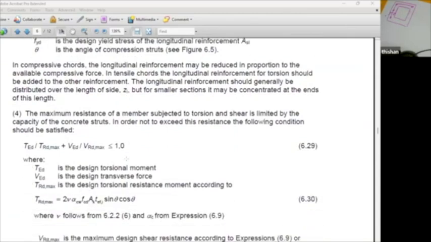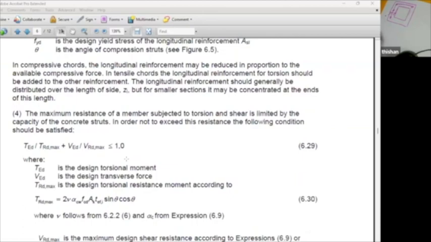Then the code tells you we can't have any moment carried by torsion alone, because there's shear as well. So we must satisfy this particular condition. T_ED is the applied torsional moment. T_Rd,max is the maximum torsional moment of a section. And V_ED is the applied shear force. And V_Rd,max is the maximum shear that it can carry.